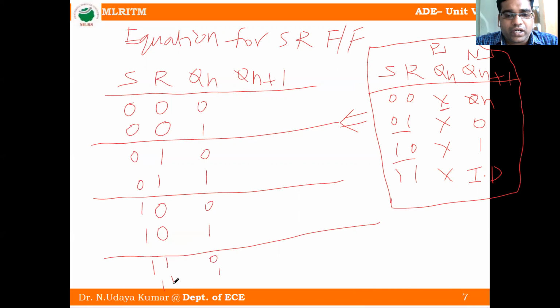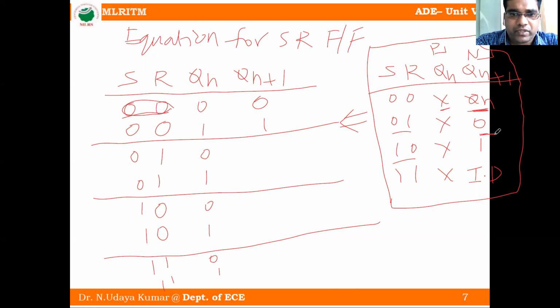Okay. Now we will see, for 0 0 input, what the output Qn is. For 0 0 input, what is the output here? Qn. Here 0. For 0 0 input, what is Qn here? Here 1. Then 0 1 is applied. So for 0 1, Qn is equal to 0 here.